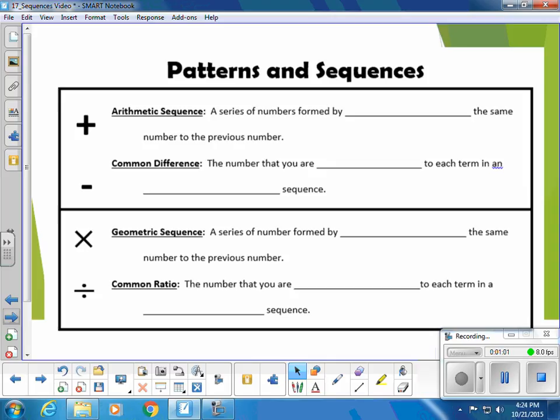If you look at the top of your notes, you've got the two boxes. The first thing we're going to talk about is arithmetic sequences. That's this top box. Arithmetic sequences is just a fancy way of talking about a series of numbers that are formed by adding the same number to the previous number. And I want you to put a little note that this includes adding a negative.